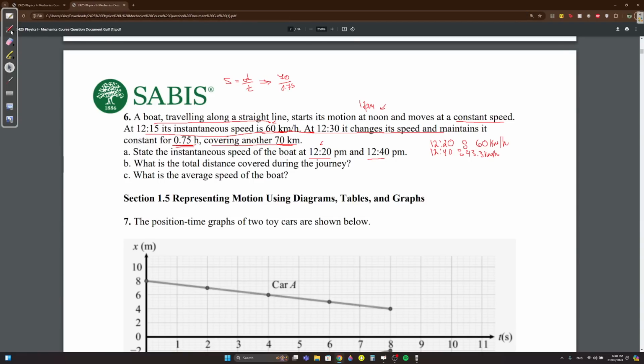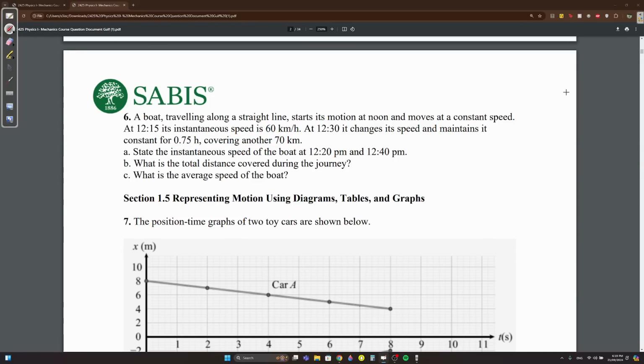For part B, when they're asking what's the total distance, we need to find the distance in the first phase, from the start until 12:30, and then from 12:30 until the end. Okay, so let's write everything down again.